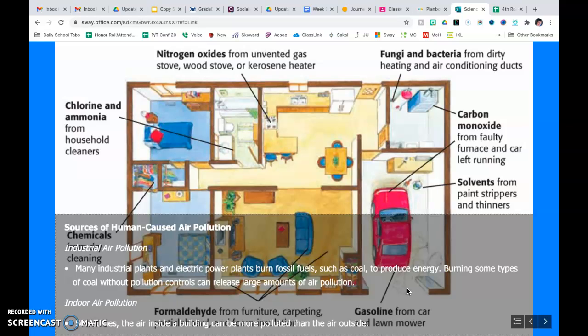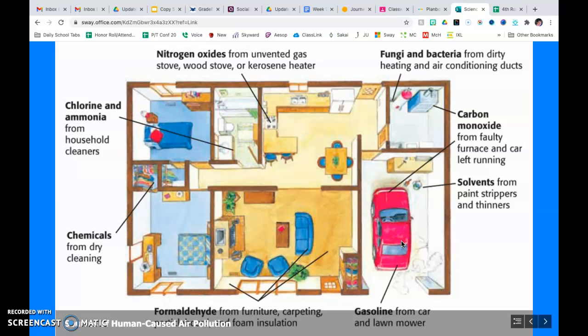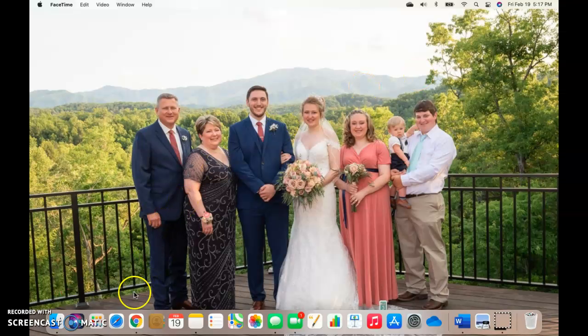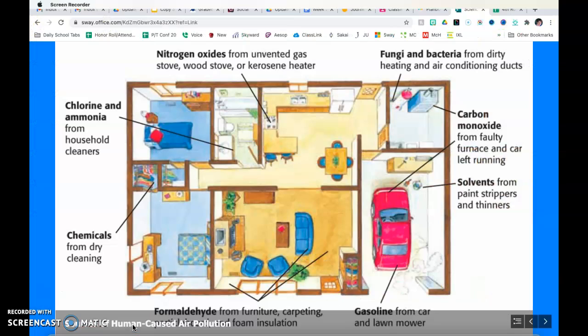And indoor air pollution can be a problem as well, and that's of course the air inside a building. Sometimes it can be more polluted than the air outside of the building. So let's take a look at this. Let's just start here. We've got fungi and bacteria. That can be from dirty heating and air conditioning vents. And then carbon monoxide from a faulty furnace, or maybe a car left running in the garage.